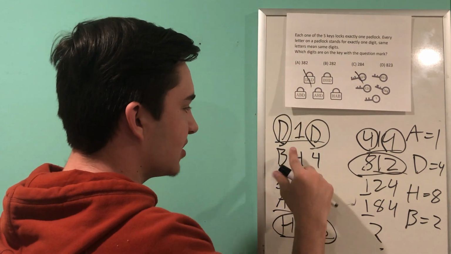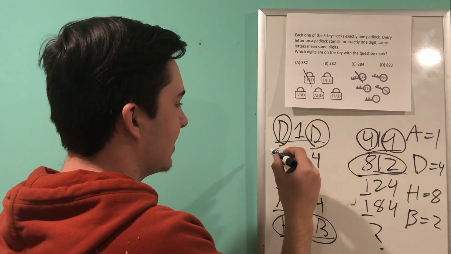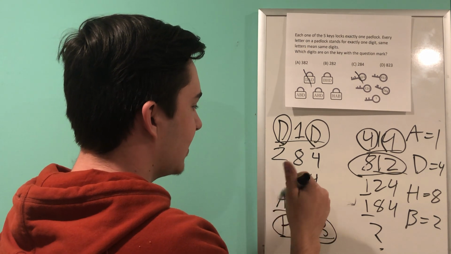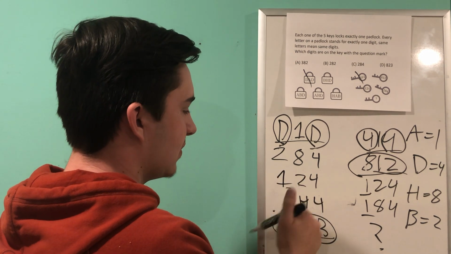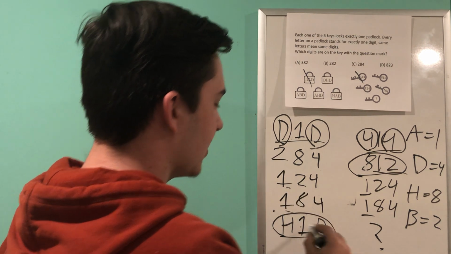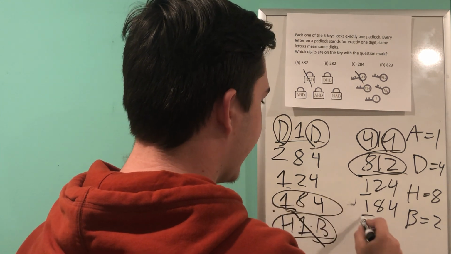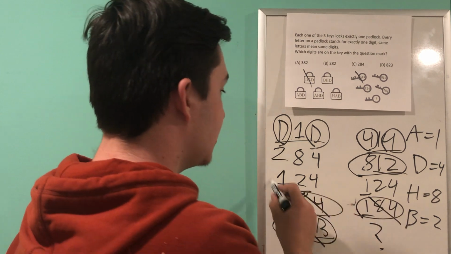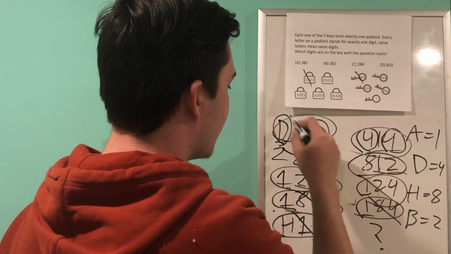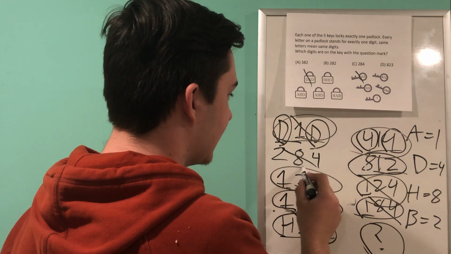Now we know that H is 8, so we'll put an 8 here. We know that B is 2, so we'll put in 2 there. A is 1. So I put this one already with 1. 184. 184, perfect, we can get rid of those. 124. 124, we can get rid of those. 414, DAD, perfect. All we're left with now is the question mark and 284.